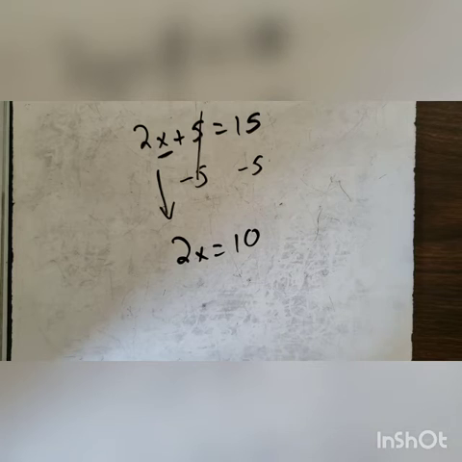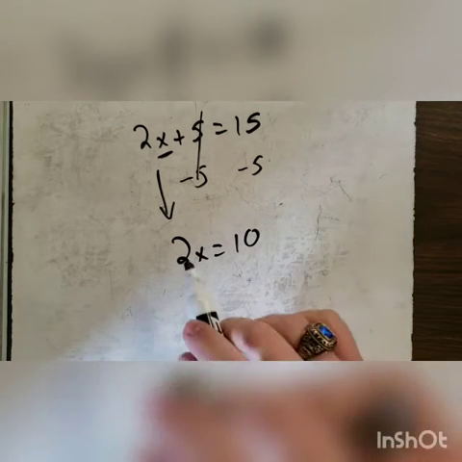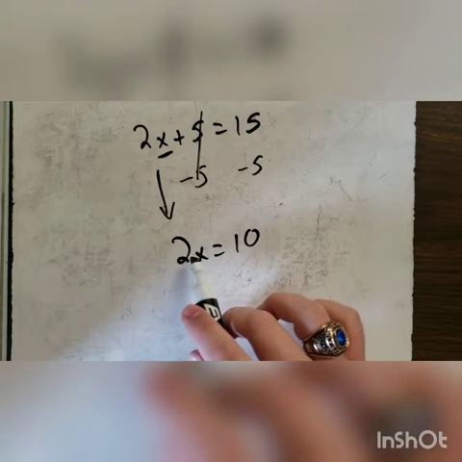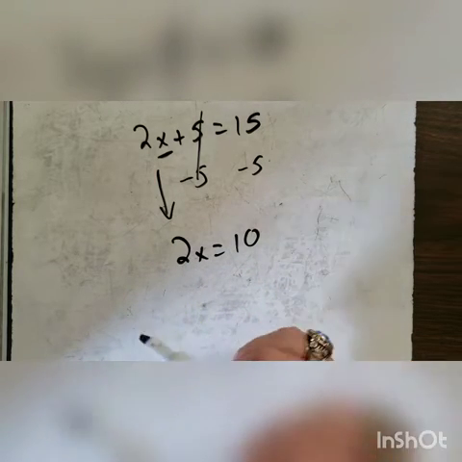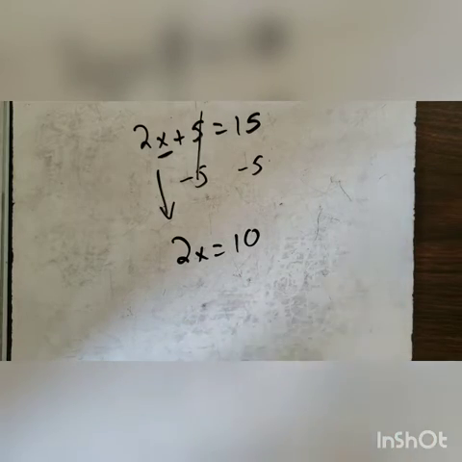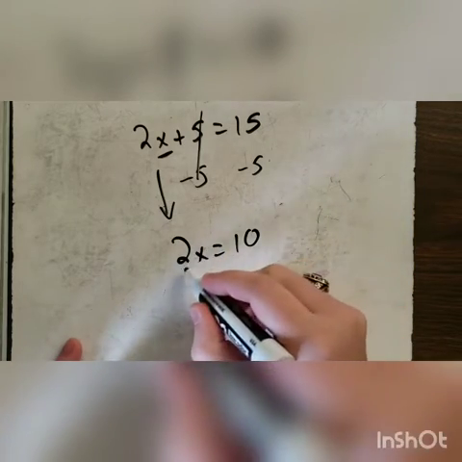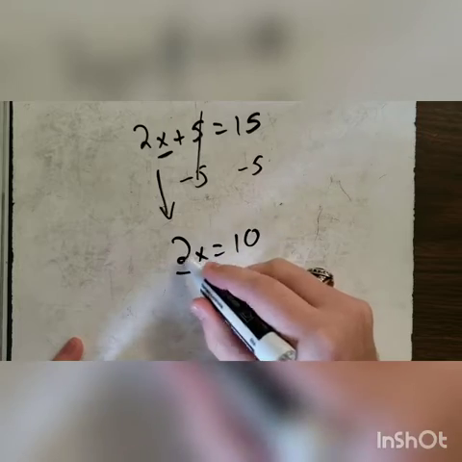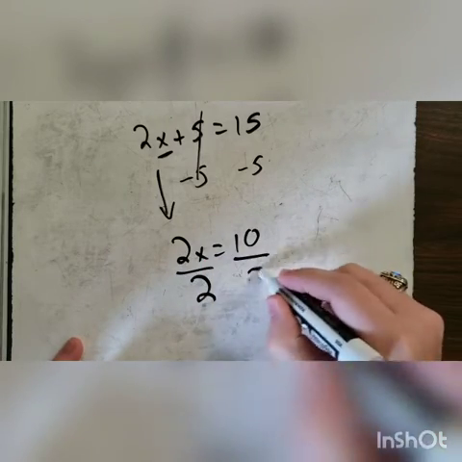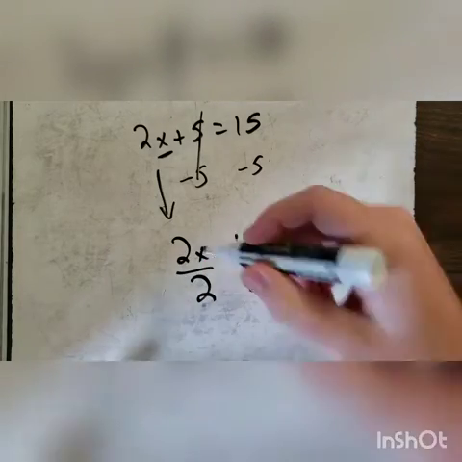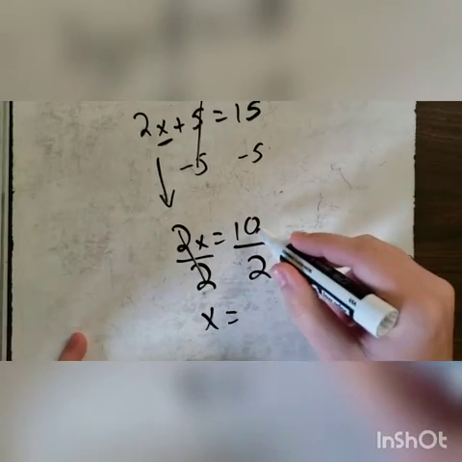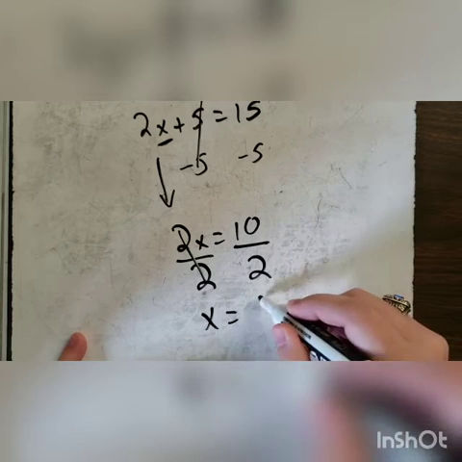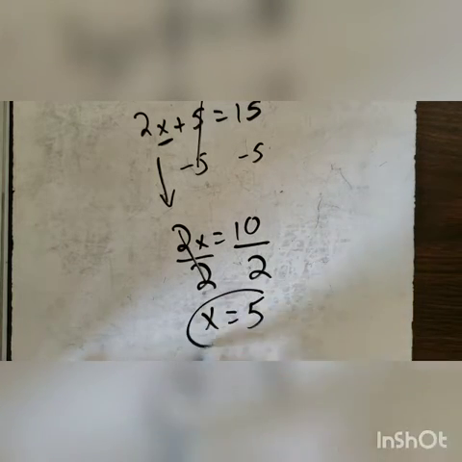Now we have one more step, and that's to get rid of this 2 here. Well, when a letter is attached to a number like this, it wants us to multiply them, 2 times x. To get rid of the multiplication, you have to do the opposite, which is to divide. So we divide by our number on both sides. Our number is 2, so we divide by 2 here and 2 here. Our 2 cancels out. Bring down our x and do the math. 10 divided by 2 equals 5, and that's our final answer.